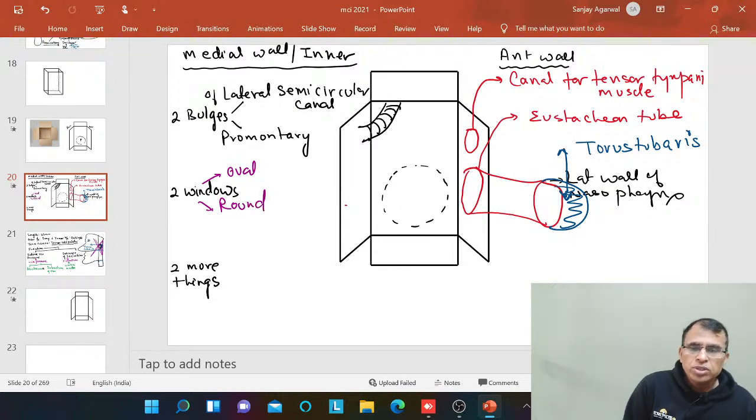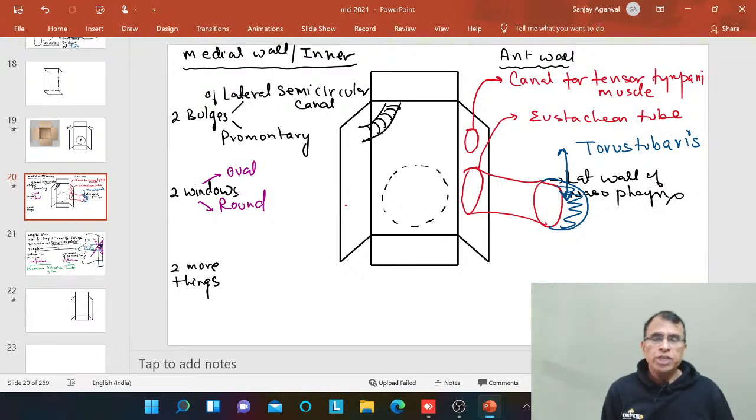Obviously, you must have understood, the name is like this because one is oval in shape, the oval window, the other is round in shape, the round window. Now remember, both these windows are behind the promontory, near the posterior wall. They are on the medial wall, but near the posterior wall. One is above the promontory, one is below the promontory. Which one is above the promontory?